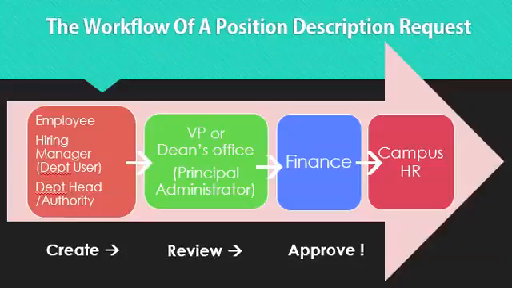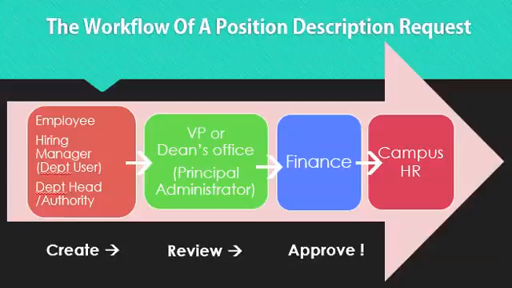So, how does the position description get approved? Who has to complete, review, and approve this position description? The process of modifying or creating a position description is called a position request. Three user types can start a position request: employees, hiring managers, and department authorities. All have the ability to initiate the process.